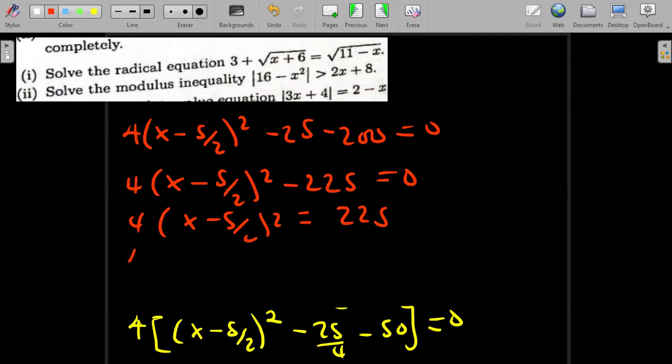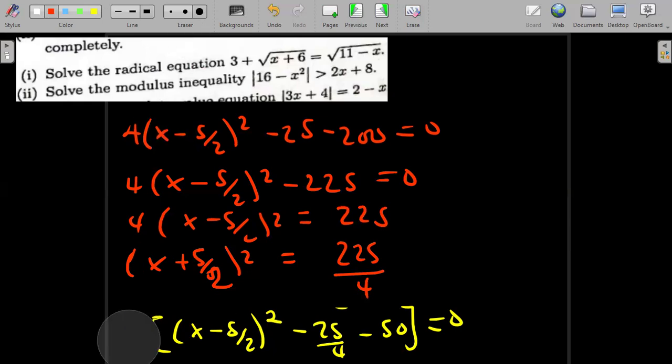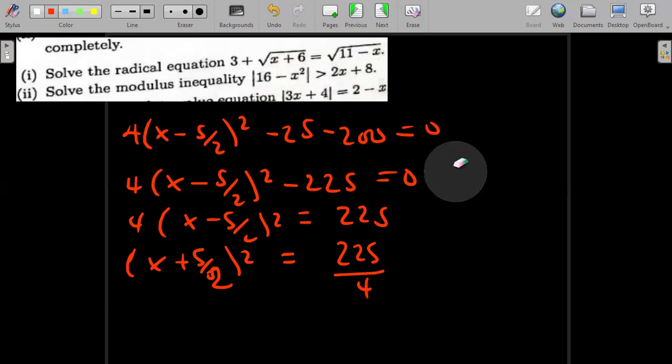you have x plus 5 over 2 squared equal to 225 divided by 4. That gives you, so you just write it as a fraction like this, 225 over 4. Then you can now introduce the square root on both sides.